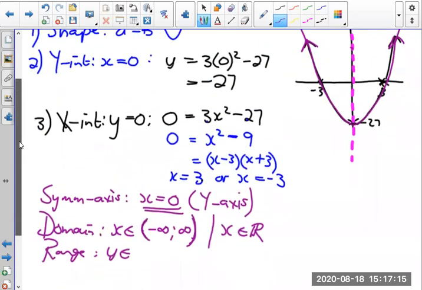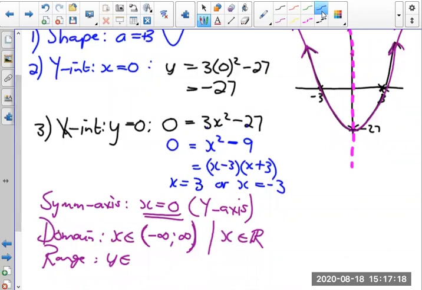And then the range, where's the smallest y value? I come from minus infinity. There's the smallest y value. It's at negative 27. There's not an open dot there, so that point is included. That's why it's a square bracket. And then it goes to positive infinity. Infinity with a round bracket again. Okay, are you satisfied?